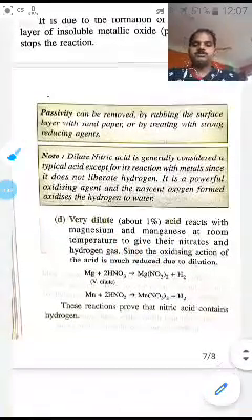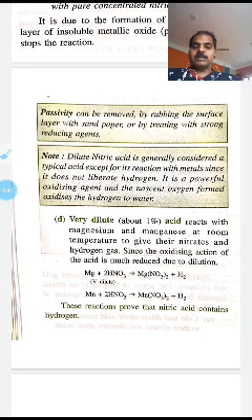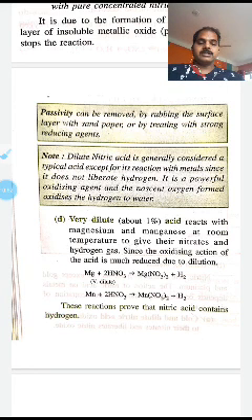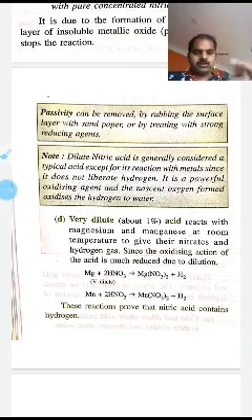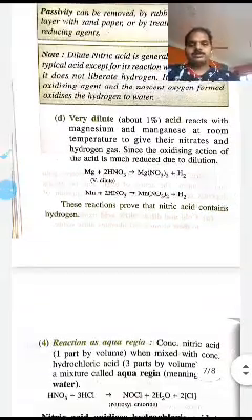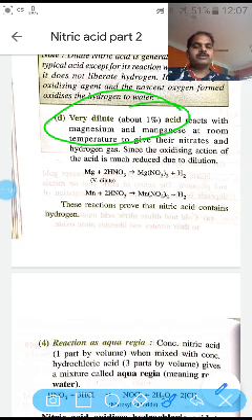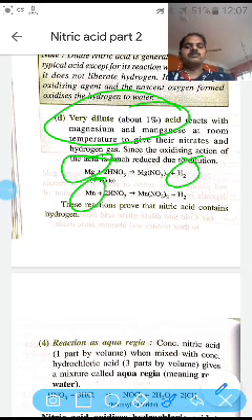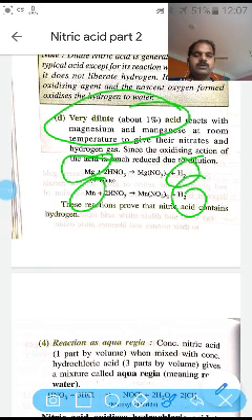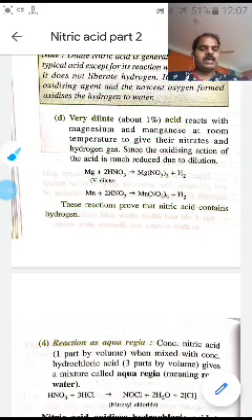Now there is a special note in a book. Dilute nitric acid is generally considered a typical acid except for its reaction with metals, since it does not liberate hydrogen. It is a powerful oxidizing agent, and the nascent oxygen formed oxidizes the hydrogen to water, so we don't have hydrogen. Of course, we can have very dilute nitric acid, about 1%, and make it react with magnesium to get hydrogen. We can make it react with manganese to get hydrogen also. So from the academic interest, we can study it.